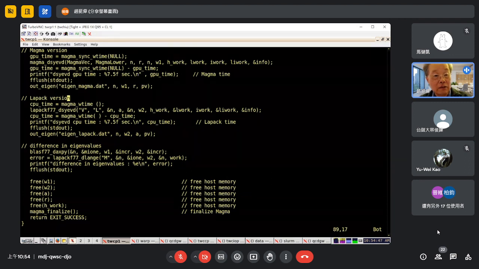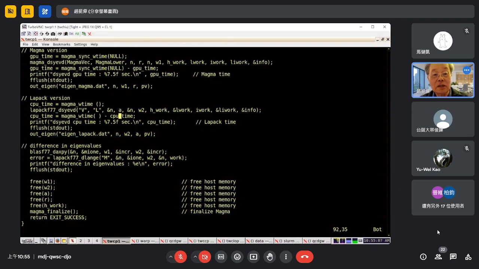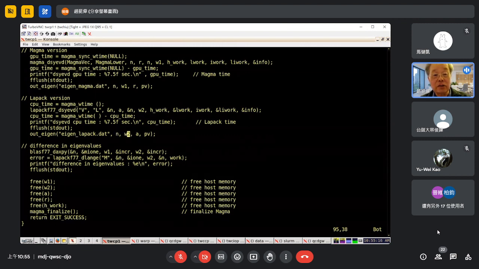For LAPACK, the eigenvalues are in the vector W2, and A is the input, the original matrix. But after exit of this routine, A will store the eigenvectors. So here, the output is the eigenvalue and the corresponding eigenvectors, and PV is the option whether to output the eigenvalue and eigenvector or only the eigenvalue, depending on whether PV is 1 or 0.